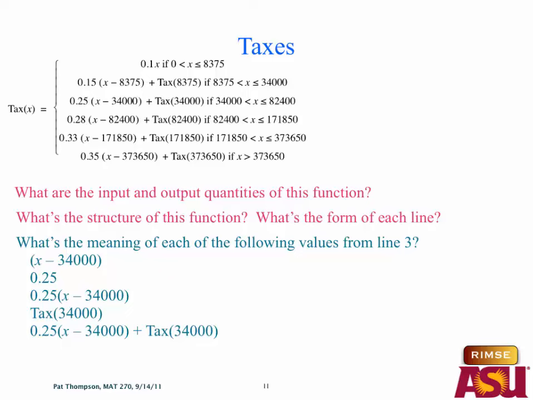Okay, here we go. X minus 34,000. What is the meaning of X minus 34,000? I was thinking maybe that's your income. Yeah, but then, okay, what does that number mean? When you do that subtraction, you're going to get a number, and what does that number mean? That means that you're going to put that number in.